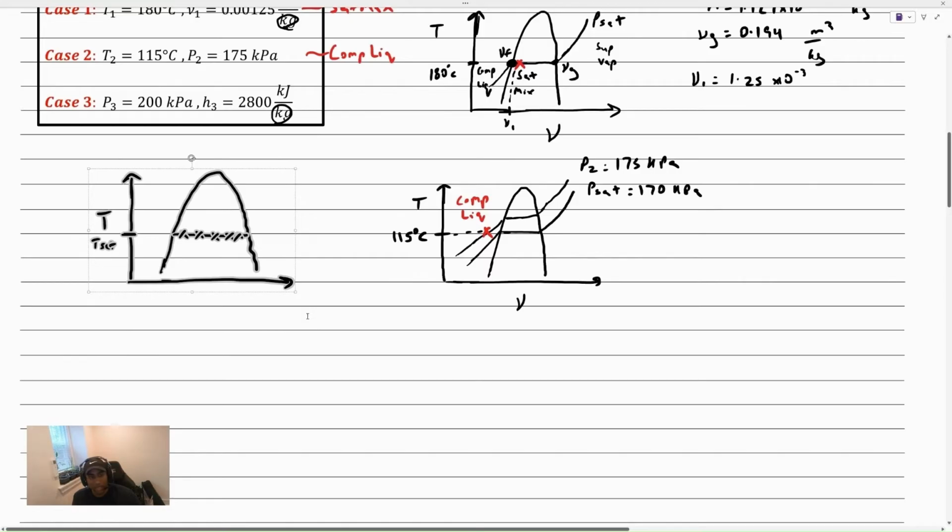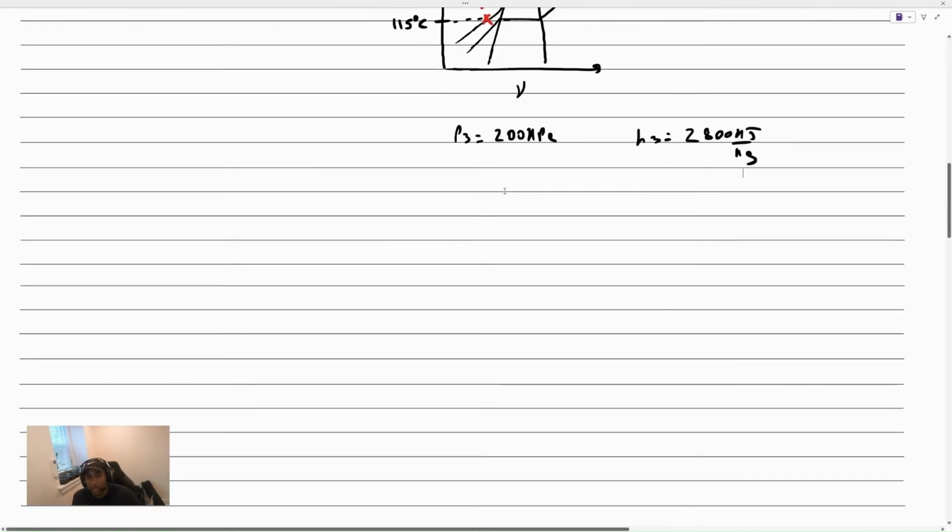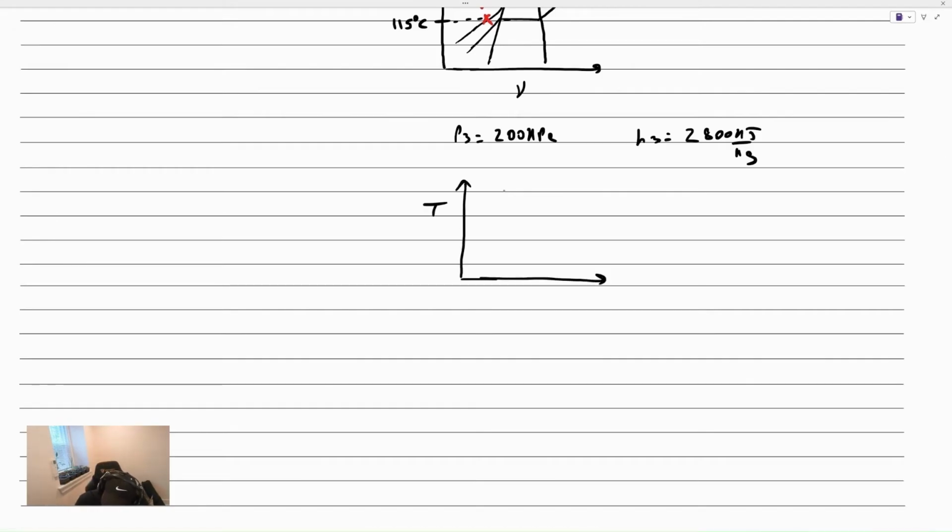Okay, let's move on to case 3. Now for case 3, we're given a pressure, P3, which is 200 kPa. And we're also given an enthalpy, which is 2,800 kilojoules per kilogram. Now, again, what we're going to do here is draw our property diagram. We're going to go with a temperature versus enthalpy diagram here because we're given that enthalpy. Draw our saturation dome and draw our saturation pressure line, our Psat, which we're going to assume is 200 kPa.